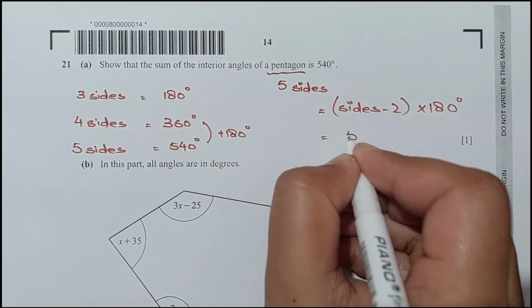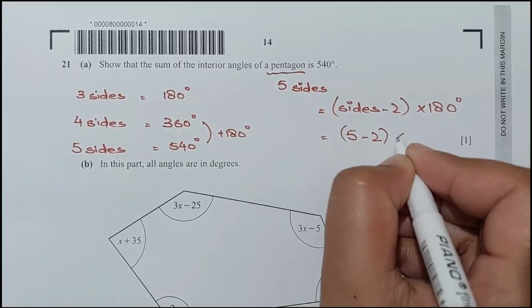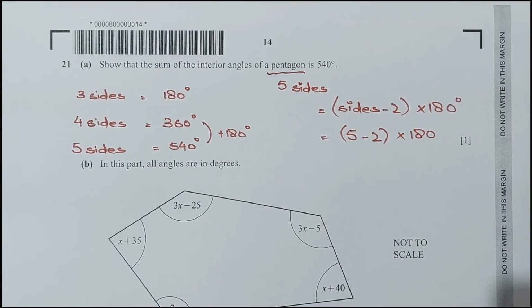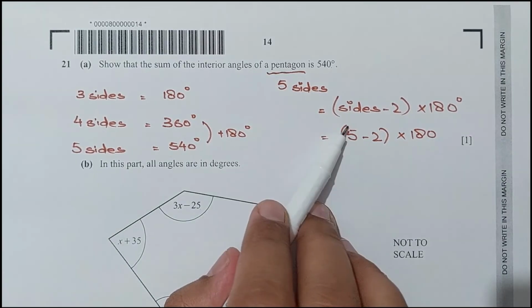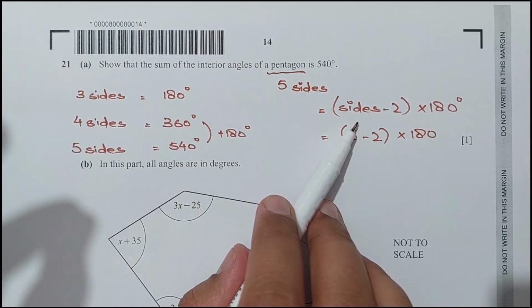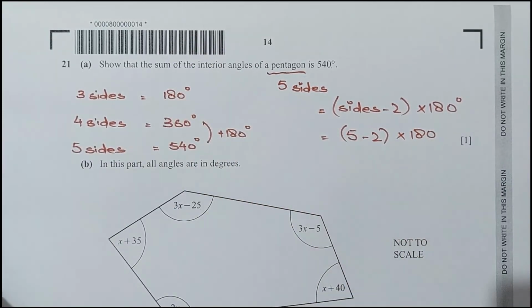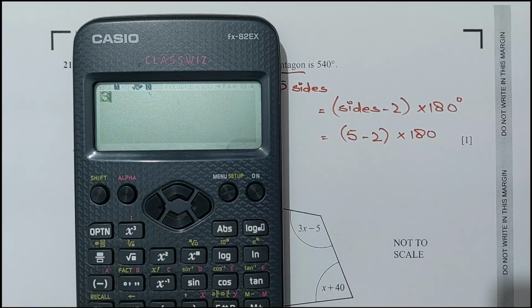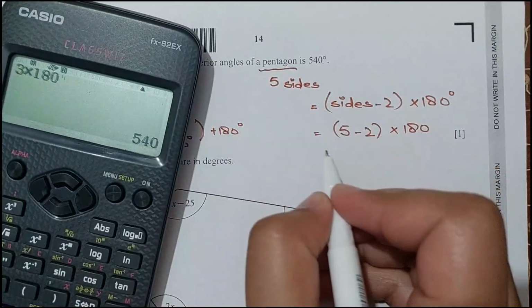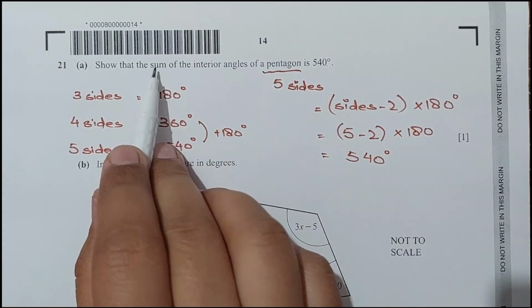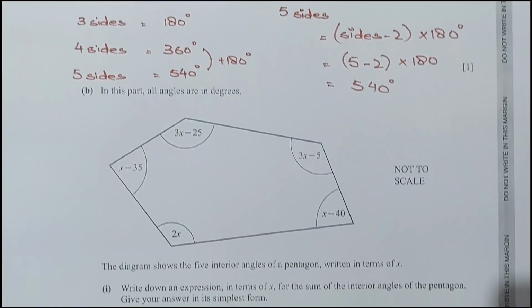So the number of sides is 5. 5 minus 2 times 180. This is a standard formula which you can use anytime. So take the number of sides of that shape, subtract 2 and multiply by 180. So 5 take away 2 is 3, and 3 times 180 is 540 degrees. So it is proved that the sum of interior angles of a pentagon is 540.